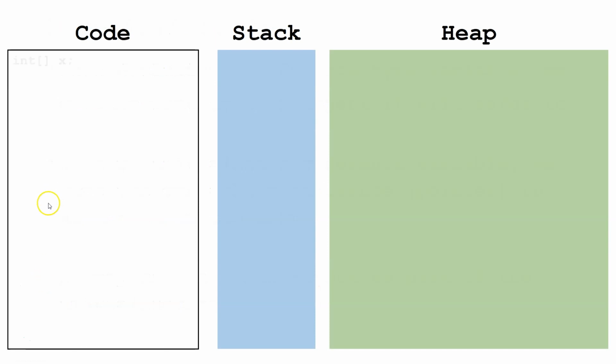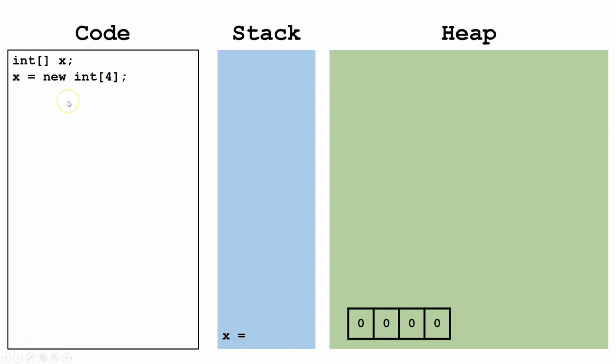Let's write some code. First, we're declaring a variable x of type int array. Next, we are doing two things. We are creating a new int array on the heap, and we are putting a reference to that object in the variable x. x itself is the reference variable, the pointer is the reference, and in this case the int array is the object. Let's declare another variable y of type int array. Here we're going to copy the reference from the x variable to the y variable. We can see now both x and y are pointing to the same object on the heap.